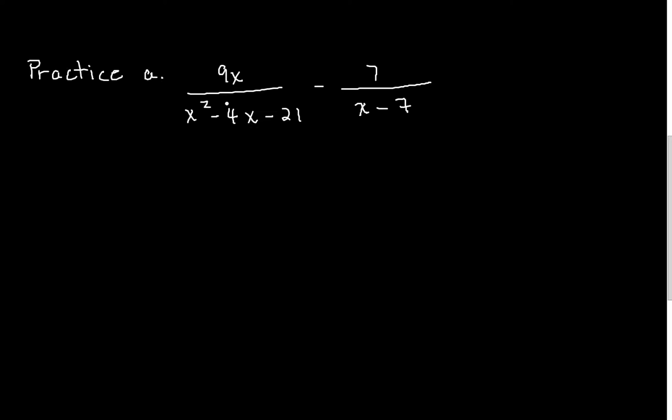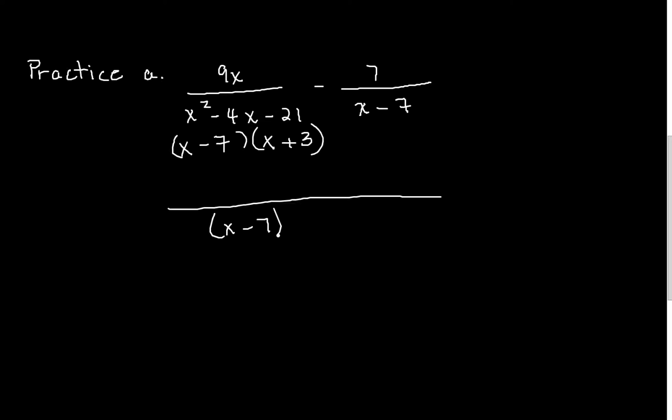Okay, let's do this together. Factor your denominator. So we get x minus 7, x plus 3. Usually there's something that matches between the two. So if you don't have something that matches, maybe you factored wrong. So let's draw our line. We have an x minus 7 and x plus 3. We don't need an x minus 7 because it's already there. What is missing? Nothing in the first one, but the second term we're missing the x plus 3.